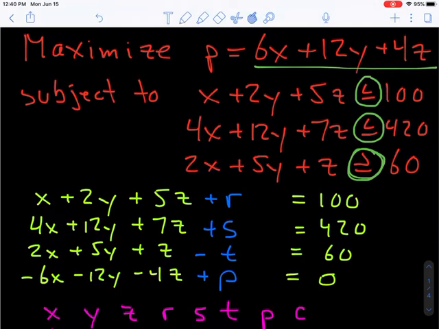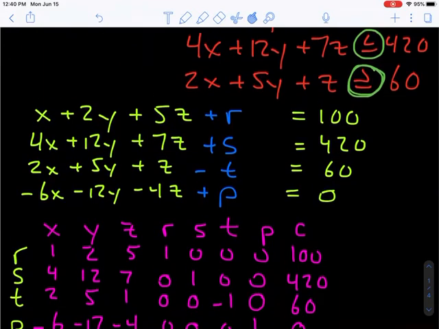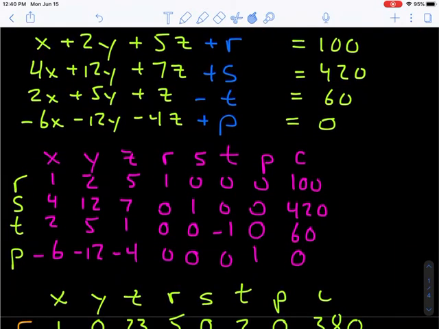From the system of equations, we have to create our initial table. And so we are going to have an x column, a y column, z column, r, s, t for our slack and surplus variables, p, and then our constant column. The coefficients in the x column are 1, 4, 2, and negative 6. The y column, 2, 12, 5, negative 12. Z column, 5, 7, 1, negative 4.